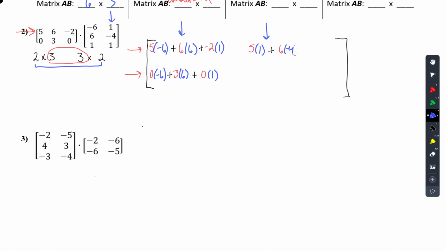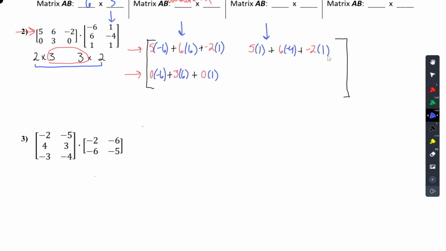-4. And then plus. And then now the last number is -2. The last number here is 1. So -2 times 1. Again, like once you get the pattern, it's not too bad, but the pattern's kind of weird.